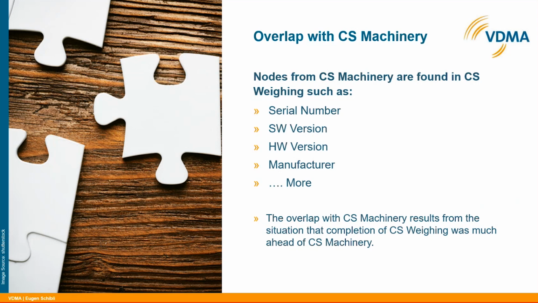However, we had a close relation with the work group for machinery, and we knew what they were doing. But to release our companion specification as fast as possible, we took these elements into our standard. So it's not a problem at all because we have absolutely the same definitions for the serial number, software version, manufacturer, and some other nodes from the machinery.